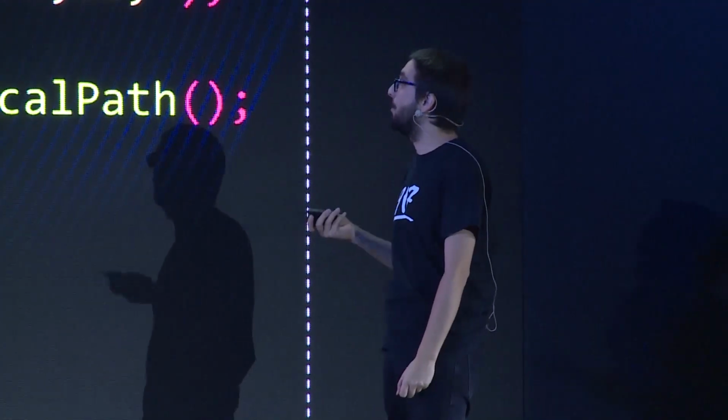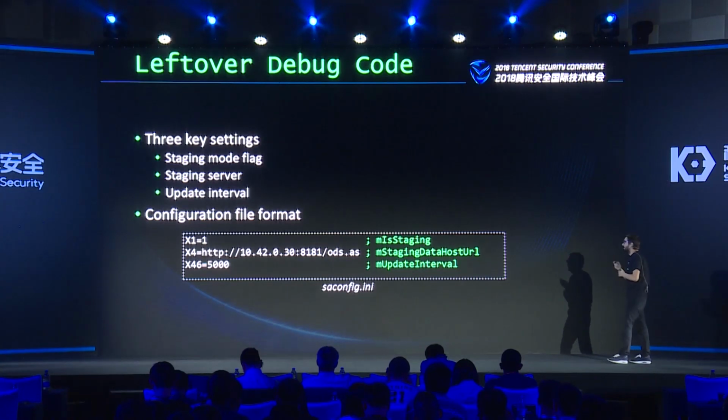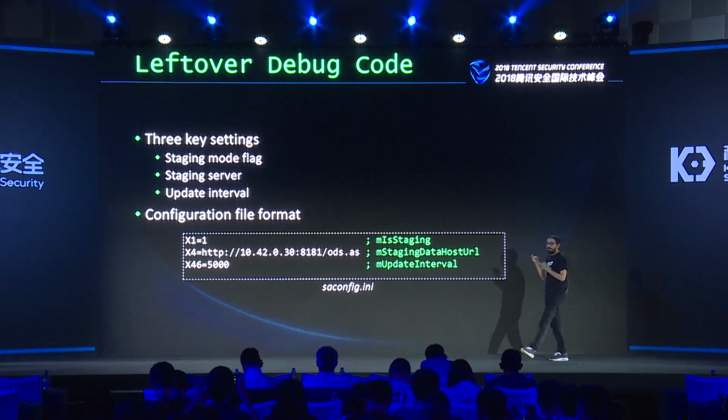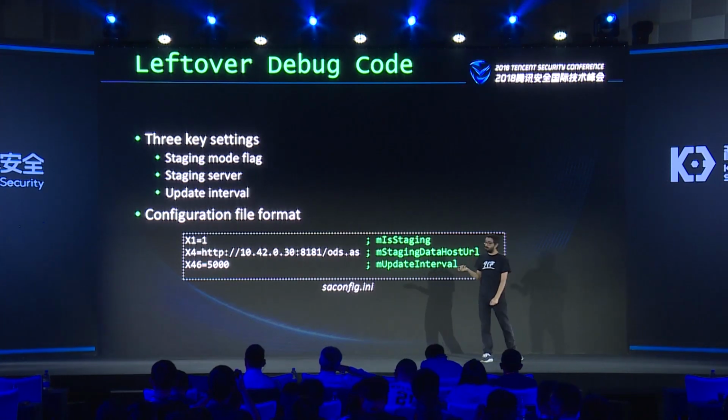It's a very sloppy one. But this translates to saconfig.ini. Some of the parameters that will be read out of the file are related to something called a staging mode flag. If you have the staging mode flag set, it means that you're operating in a developer's network or testing network or something like that.